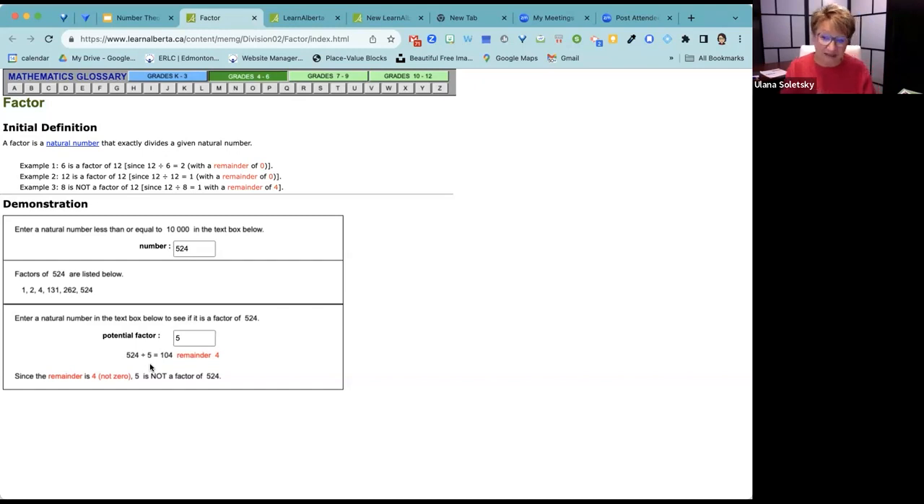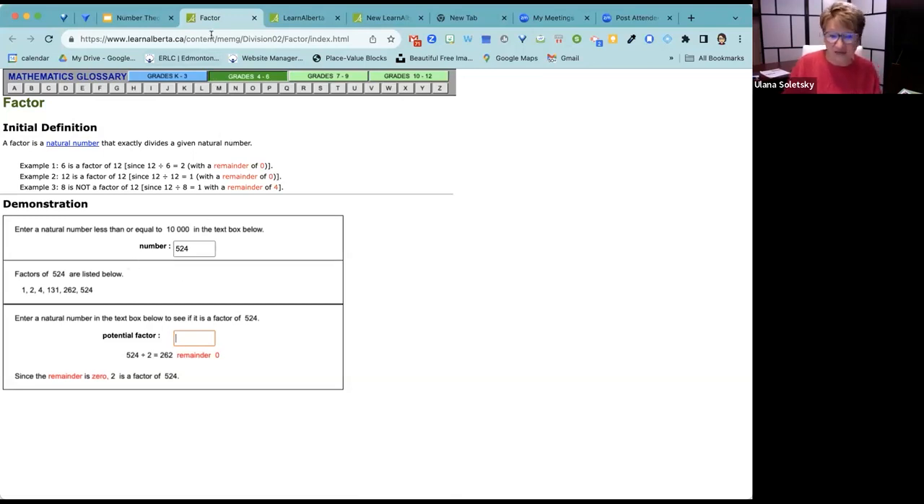I don't want to say evenly. It does not divide into a number without a remainder. So we have to be careful. We do not say evenly. If I wanted to try 2, yes, because there is no remainder. So definitely 2 is a factor. I can put in any number and it will tell me why it is or isn't. That is a really great thing that you can use to help kids with seeing things.